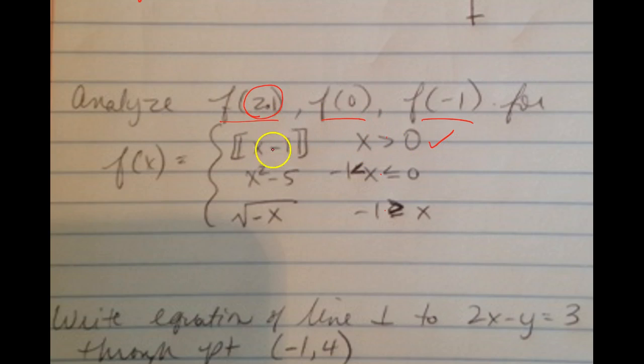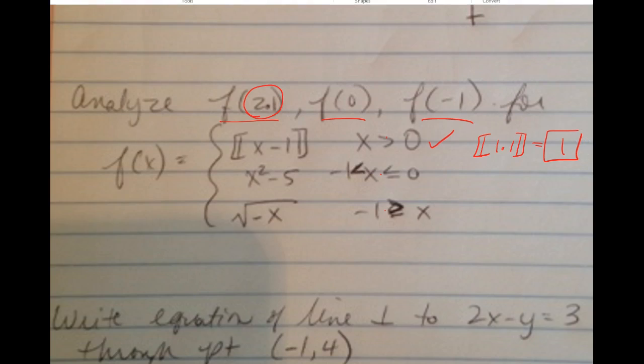And when I do that, I get 2.1 minus 1, which is 1.1. Now, what does this symbol mean? Well, this was that function that tells you to round down to the nearest integer. So 1.1 rounds down to 1. And that would be my answer for that one.